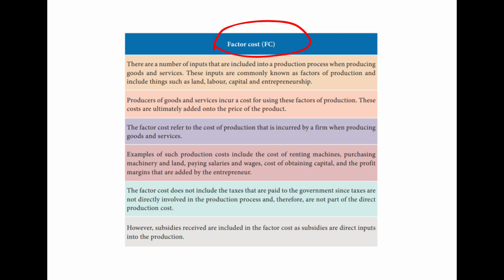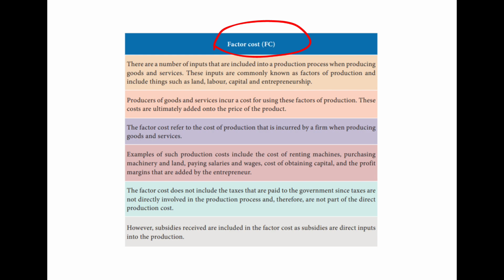Now, what do producers do? They produce goods and services, and they incur cost for that. That is what we call the factors of production. So when you spend something, we call it cost. In return, what do we expect? We expect a price out of it.